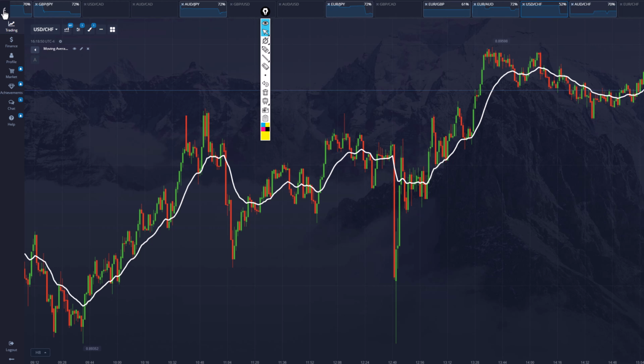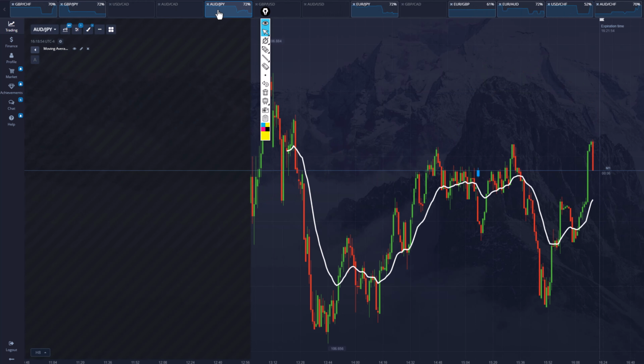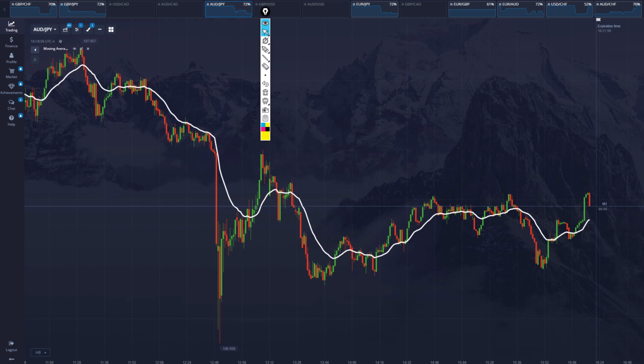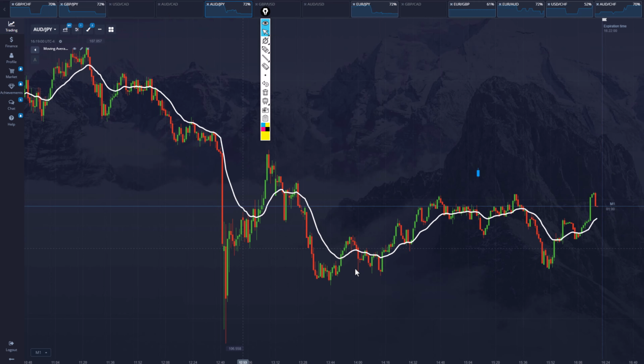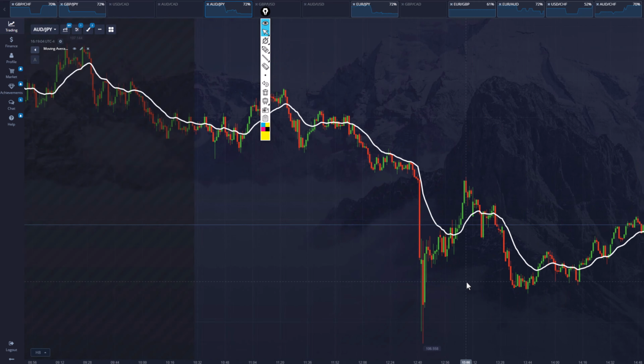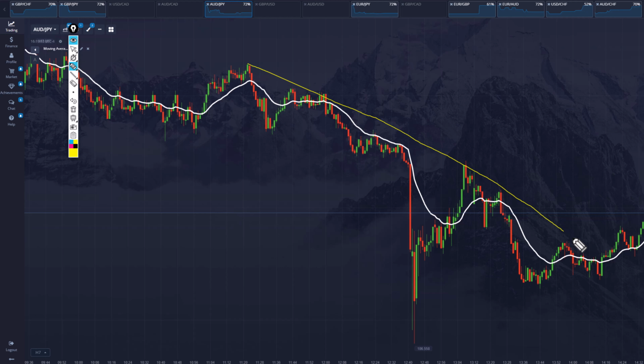Aussie yen. Right here. Whew, lucked up. This is probably gonna be the last one of the day. The Aussie yen. The Aussie is weak. The yen has been strong, so we would expect a drop. And look at that. It has been doing just that. Here's the Aussie. We will be going short on that case. It's in a range now.